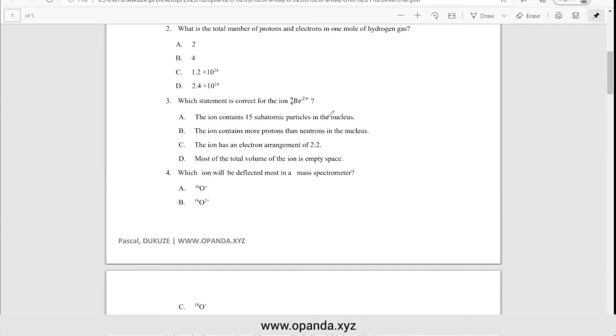Here we are considering the number of subatomic particles and the electron arrangement. You know this from O level. And we even covered this in some units like unit number 2. So you should be able to find the right answer.